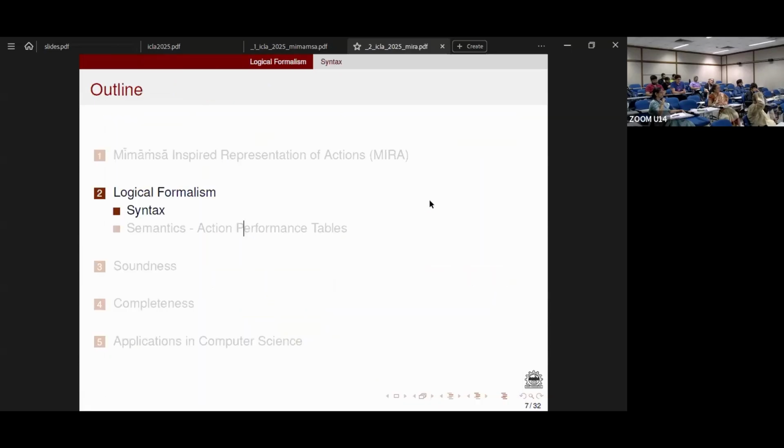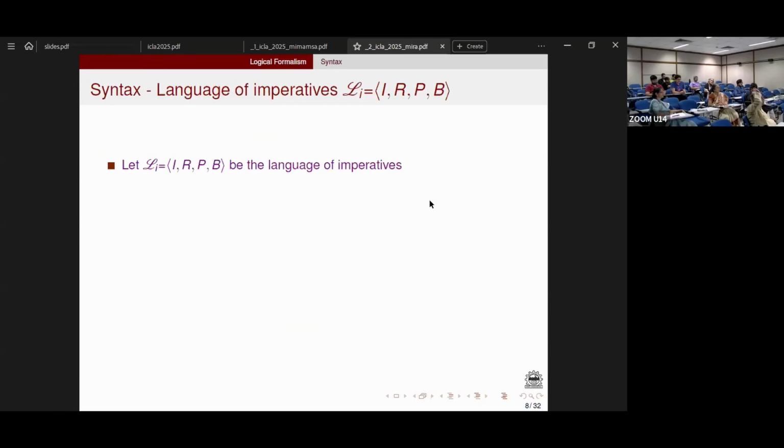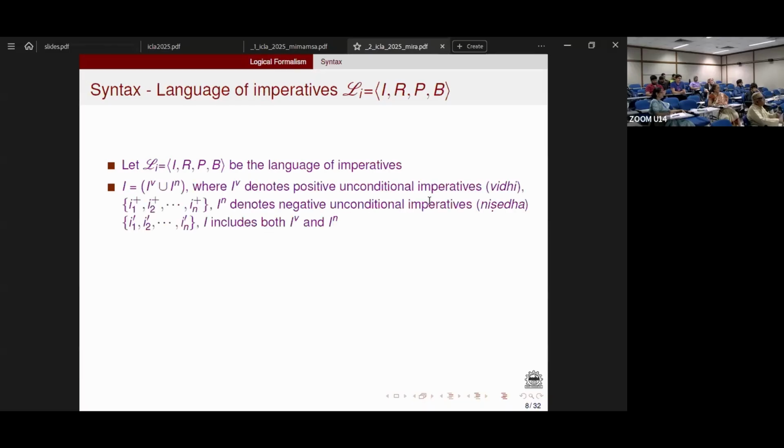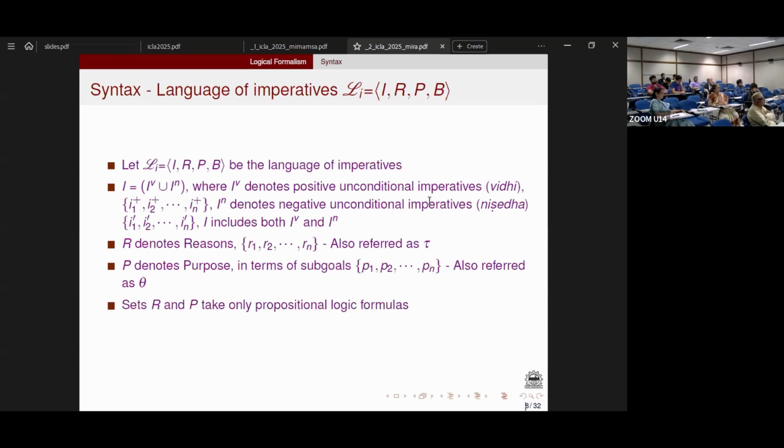Coming to the formalism, we have the language of imperatives with I, R, P, B, where capital I denotes the imperatives that consist of positive unconditional imperatives and their negation, the Nisheda. R denotes a reason, which we also refer to as tau, and the purpose is theta. Here, R and P are taken only as propositional logic formulas. The reason, for example, if it is raining, has already occurred, so it is a proposition. The goal is intention based: suppose a person wants to achieve the goal, that intention in our mind is the goal. Whether he wants it or not can be termed yes or no, so it is actually a proposition for us.